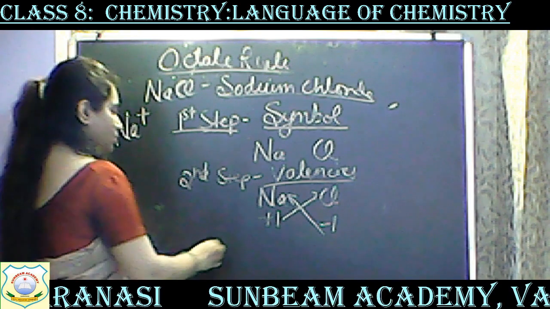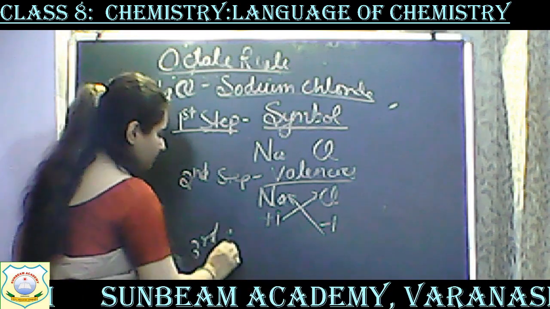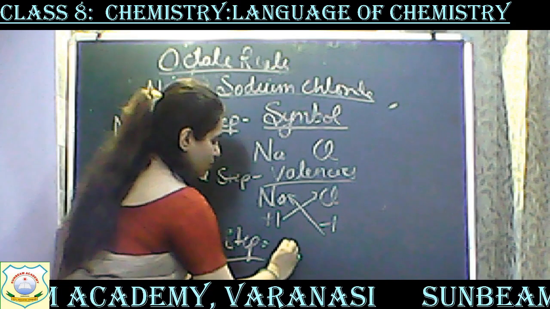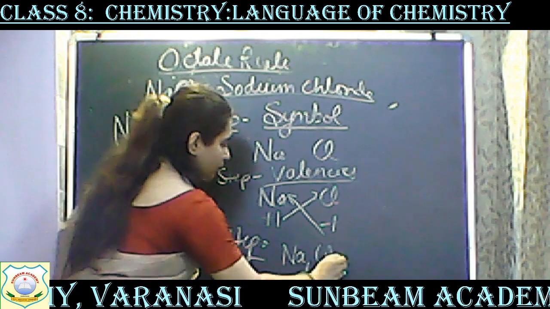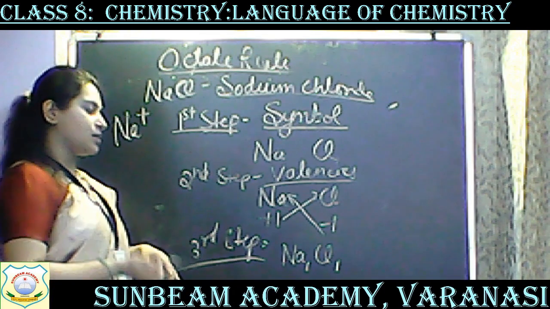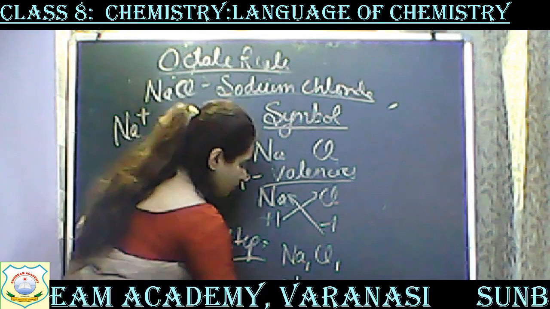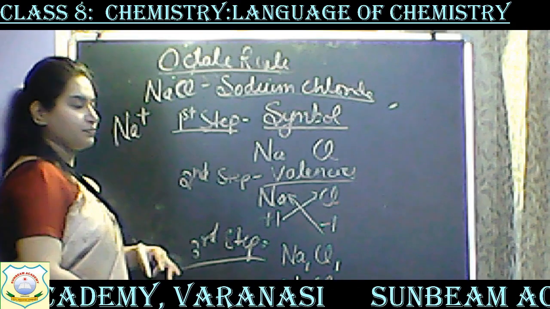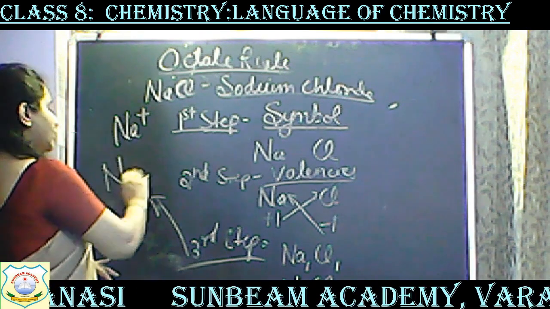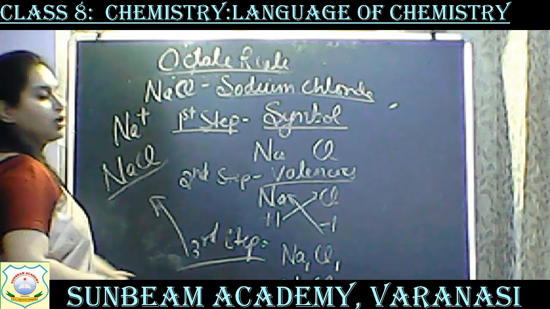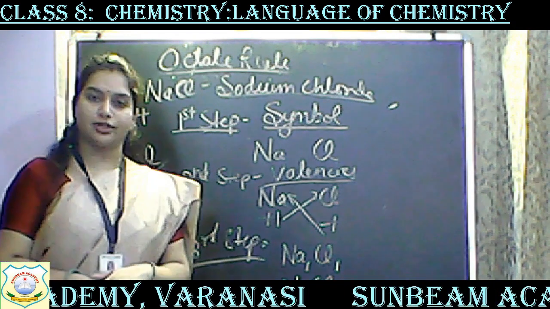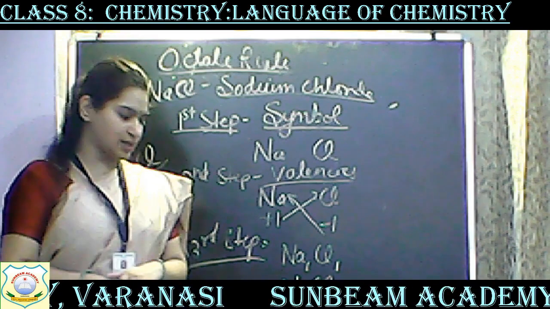Okay? तो अब हम क्या लिखेंगे? What is the third step? We will crisscross it. So sodium will be 1, chlorine will be 1. Okay? Chlorine will be 1 and sodium will be 1. So what we will write? The formula is NaCl. I think you are not able to see it. So I am writing here. The formula will be NaCl. Got it? So this is the crisscross method by which we will write the formulas. I hope it is clear to you.